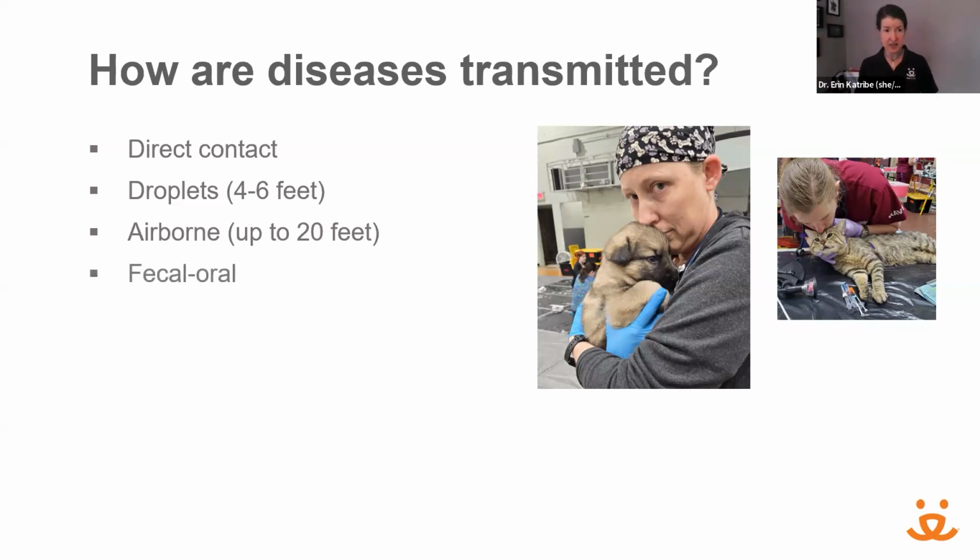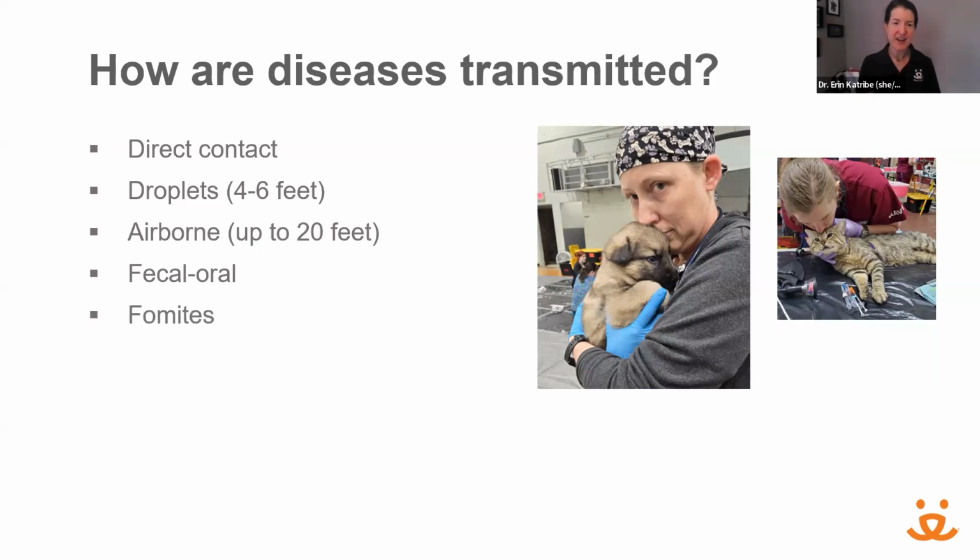Fecal oral. So this is when we have pathogens that infect the gastrointestinal tract. So parvo is again a classic example. They're shed in the feces. And then when another animal encounters that feces, or pathogens that are left even after we clean up the feces, if we haven't disinfected appropriately, then they will get exposed via their mucous membrane. So that means their mouth, their nasal cavity. And so that's called fecal oral transmission.